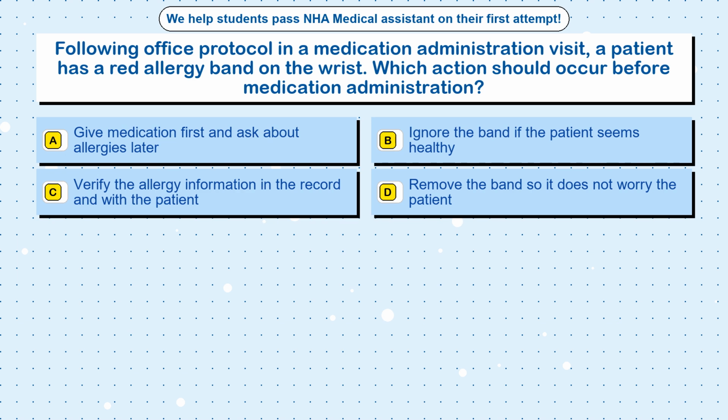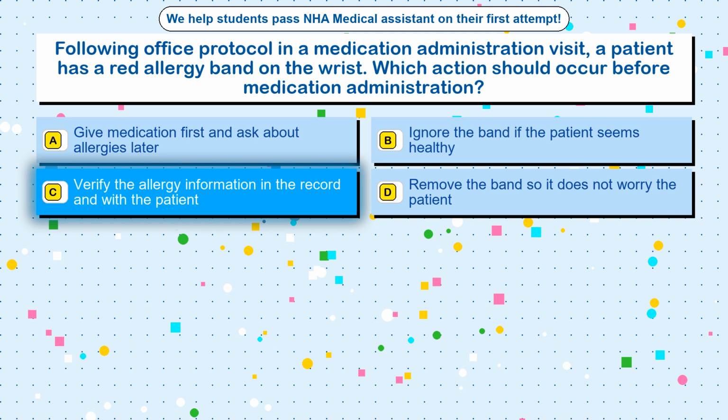Question 92. Following office protocol in a medication administration visit, a patient has a red allergy band on the wrist. Which action should occur before medication administration? Option A, give medication first and ask about allergies later. Option B, ignore the band if the patient seems healthy. Option C, verify the allergy information in the record and with the patient. Option D, remove the band so it does not worry the patient.